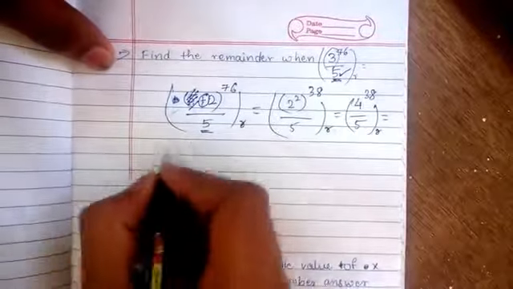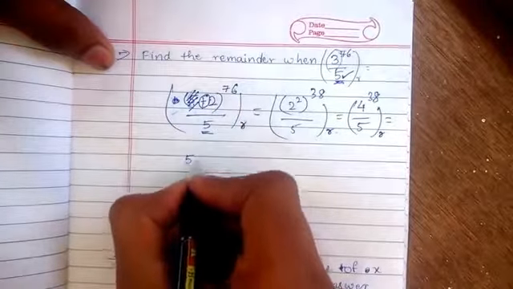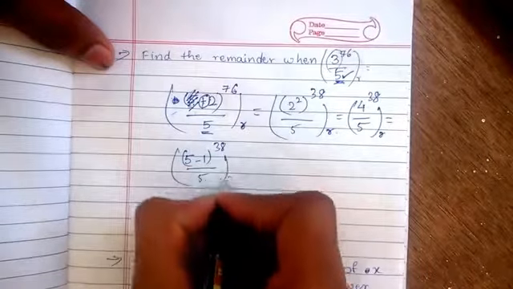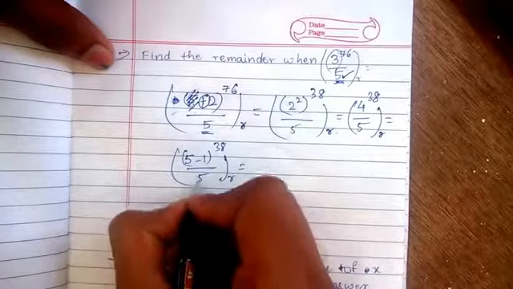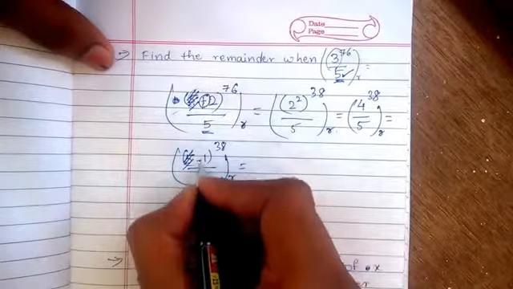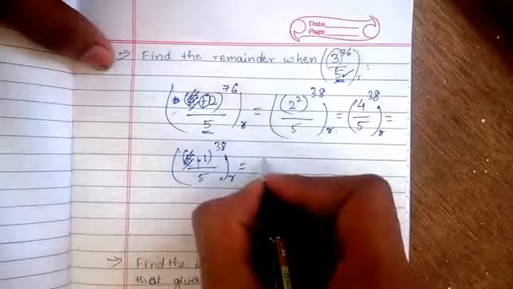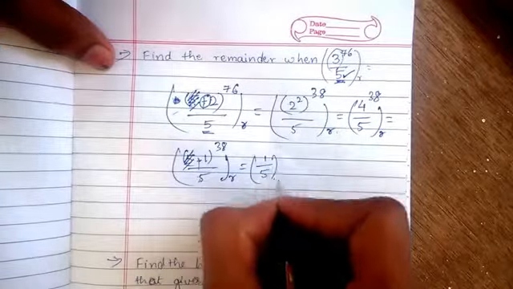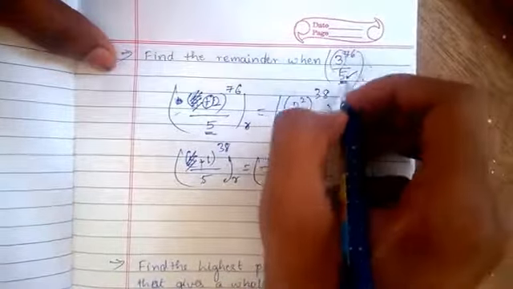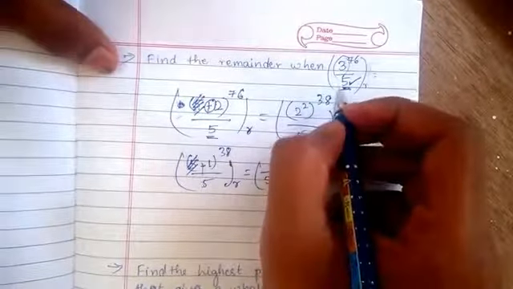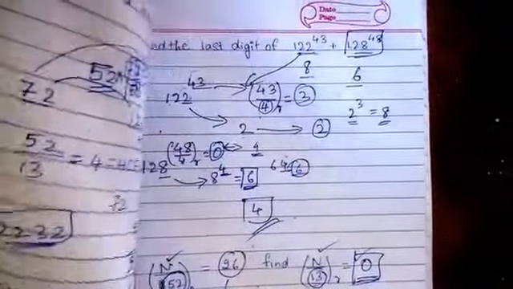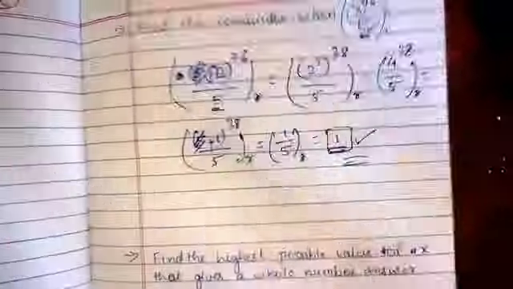4 can be written as 5 minus 1, so let me write it as 5 minus 1 power 38 divided by 5 remainder. In this I see something common again, so I remove the 5, and minus to an even power will become plus, so 1 power 38 is 1, divided by 5 remainder, which is 1 itself. So the answer for this calculation, 3 power 76 by 5 remainder, should be 1. So moving to the next type of sum.